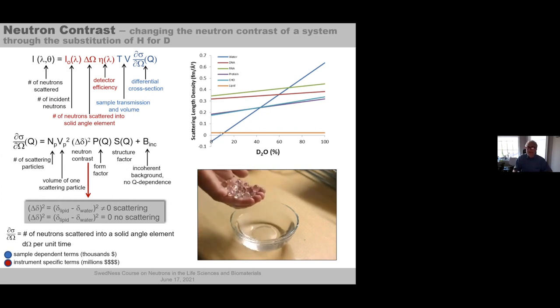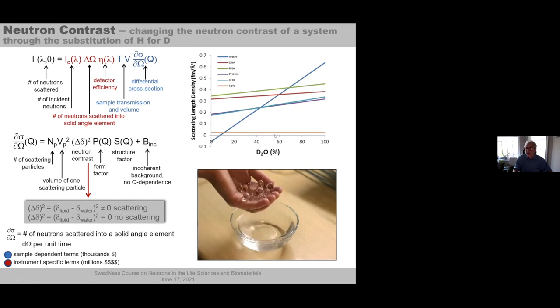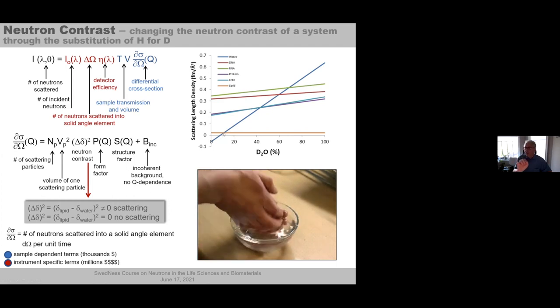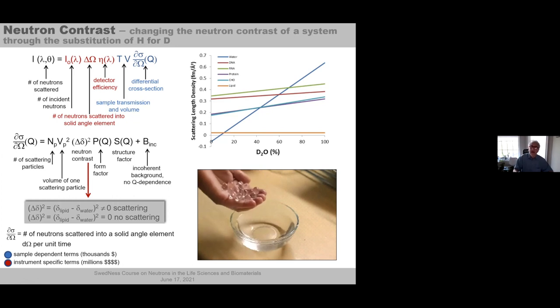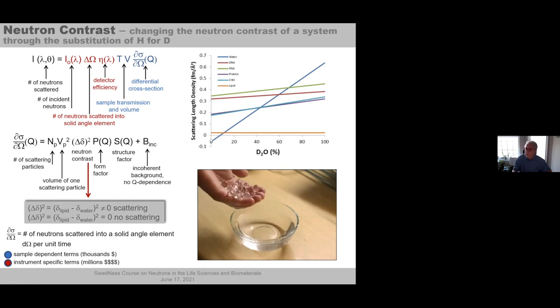Because none of those biomolecules have been contrast matched. At 8% or so, 10% D2O, you see that this line that belongs to lipids now crosses the D2O, the water line, I should say. And that is a point of contrast, meaning that at this percent D2O, everything will scatter. Neutrons will see everything except for the lipids.